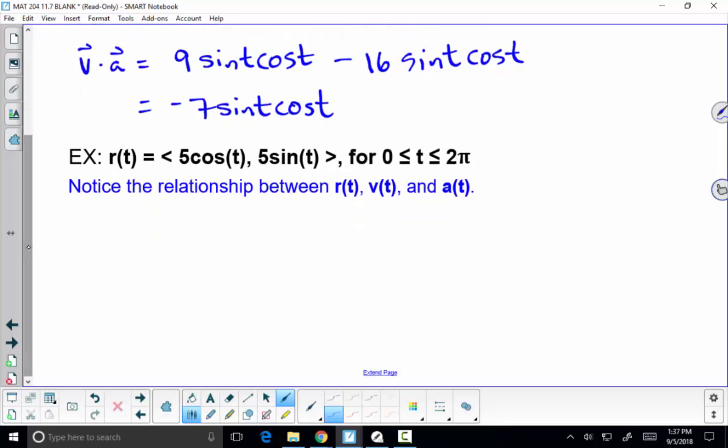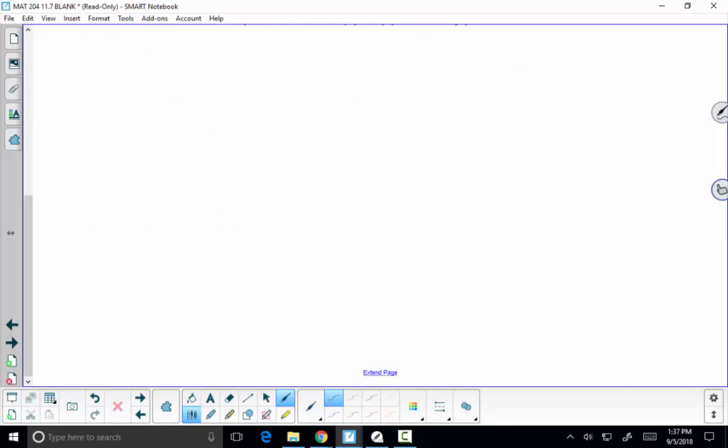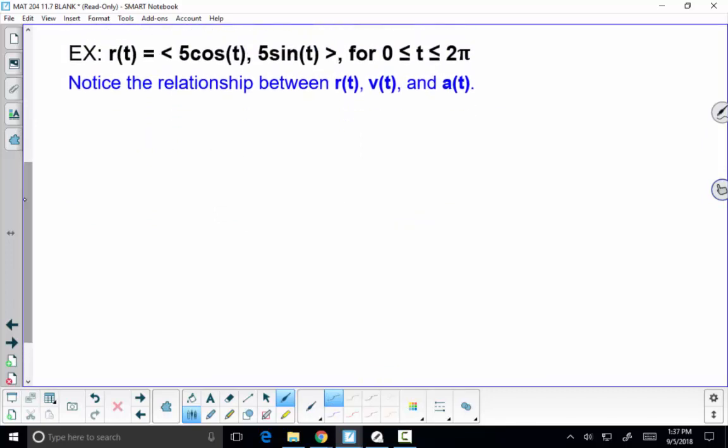Okay, so this one is one of those physics application types where, if the path of the particle is along a circle, then the acceleration vectors are all going to point towards the origin, and the velocity vectors are all going to be perpendicular to the acceleration. We'll go through it. So the velocity is going to be minus 5 sine t, comma 5 cosine t.